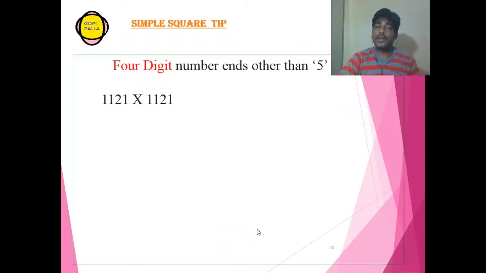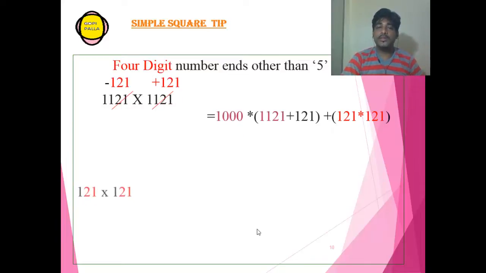Similarly, the 4-digit number ending with something other than 5. If I take 1121 multiplied by 1121, we have to make it nearer to 1000. So we subtract 121 from here, and that has to be added to the other number, and the multiplication of those two, 121 by 121, we add to this number. That is the simple technique.